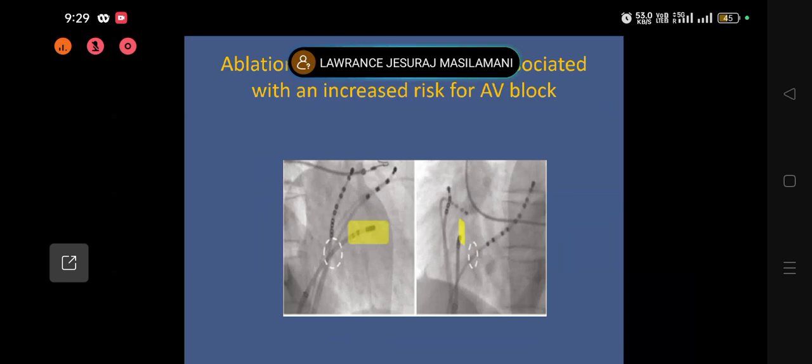Whenever you are going to ascend up, you can see here I am trying to go up. When you go up and up, you are going to have an increased risk of AV block. So you try ablating lower posterior, and if required the proximal part of the CS, before being adventurous and going up.